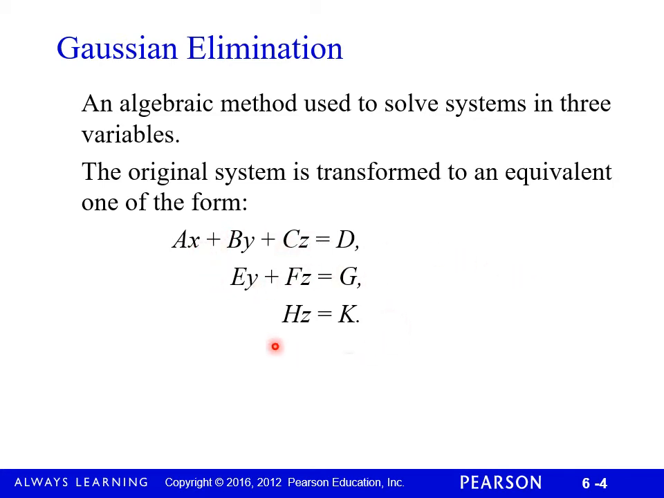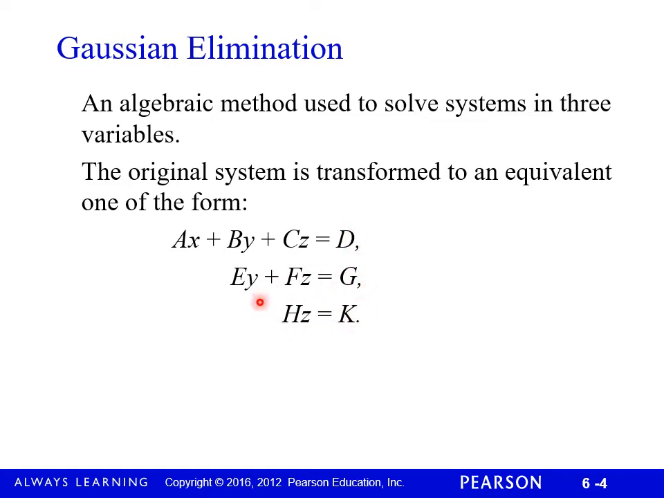If you'll notice, here at the end we have hz equals k, which could be something like 2 times z equals 8. Well, this is an easy equation to solve. And if we can get the system of equations into this form, notice what it is: a stepping down of variables. In the first one, we have all three variables, x, y, z. In the second one, we just have y and z. And in the last one, we just have the variable z. If we get them into this form, we can work from the bottom up and solve.